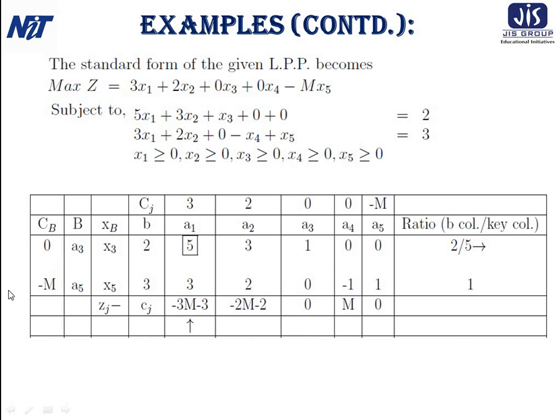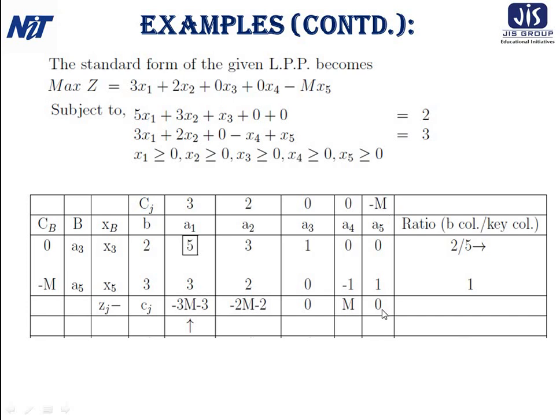0 into 1 is 0, minus M into 0 is 0, 0 plus 0 is 0, 0 minus 0, that is 0. Then 0 into 0 is 0, minus M into minus 1, that is M, M minus 0 is M. So here it is M. And here 0 into 0 is 0, minus M into 1 is minus M, minus cj. What is cj? Minus M. So minus M minus of minus M, that is plus M. So minus M plus M, that is 0.